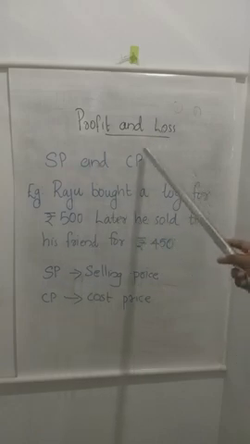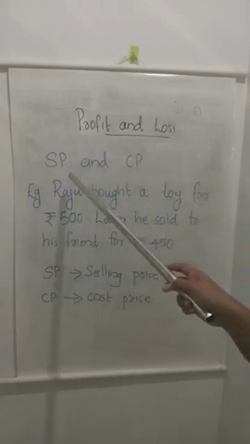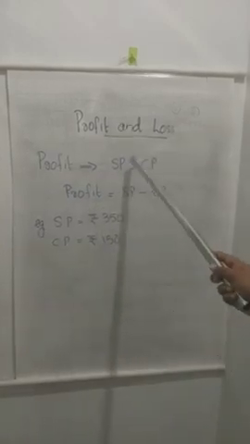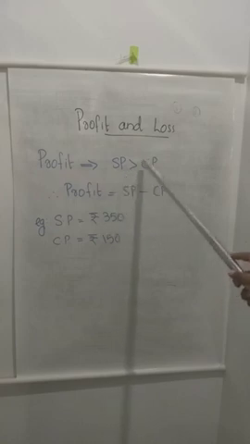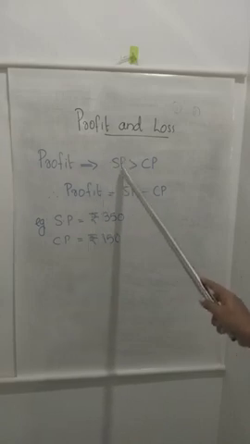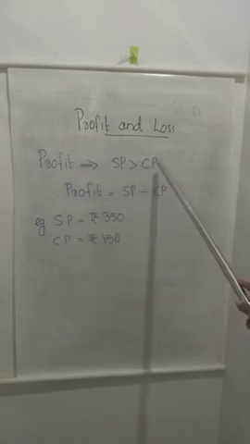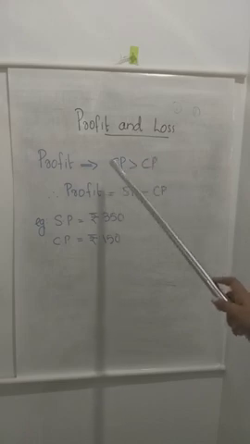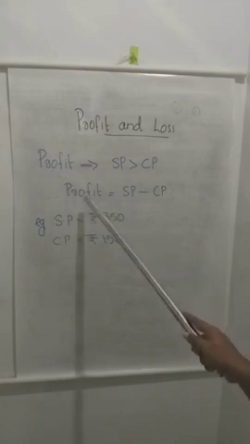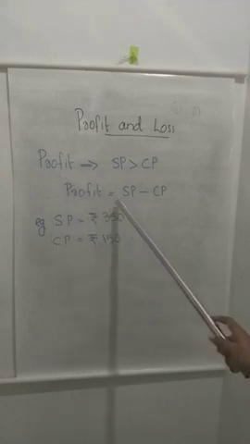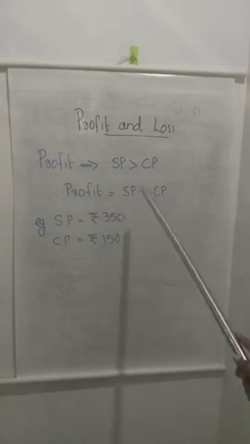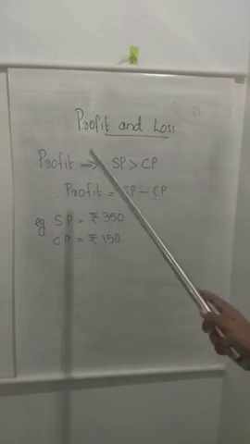In order to find profit and loss, we should know the relation between SP and CP. So if we want profit, the relation should be SP should be greater than CP. That means selling price should be greater than cost price. Then only we have profit. So how can we calculate profit? Profit can be calculated by SP minus CP. So when the selling price is greater than cost price, we have profit.